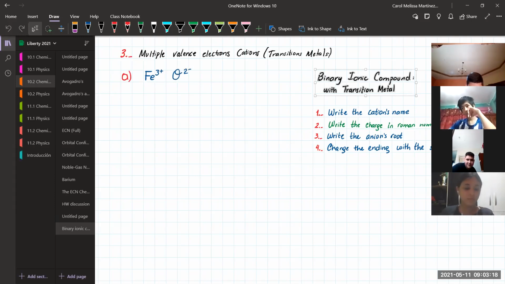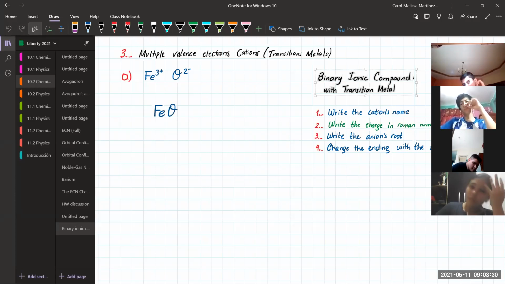So how can I form the compound? The compound is being formed in the same way. You just put them together and you get your trail over there. It's very ugly. And then what happens with the charges? You have 3 plus here and you have 2 minus over there.